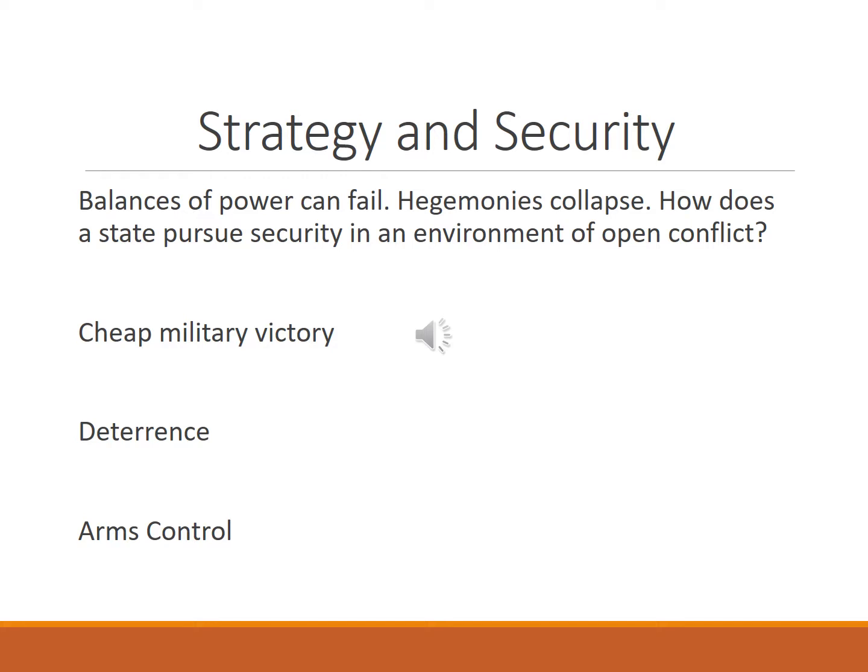And what we're going to look at here are, as I've already suggested, three ways of dealing with some contingencies in the situation. The one is the strategy of the cheap military victory. This is sort of a larger approach to conventional warfare. And then we'll move to the realm of nuclear warfare and take a look at deterrence and arms control. And these will be examined within the context of the Cold War.